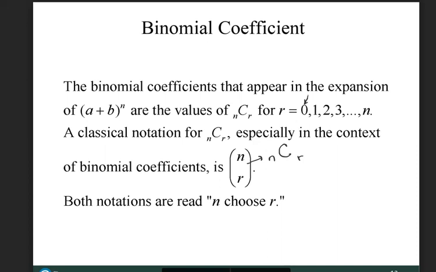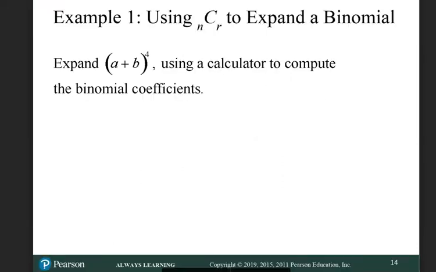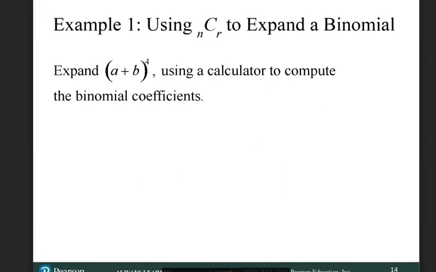Okay, so let's look at an example. In this example, we have (a + b)^4. Now, without using your previous notes, we're going to try to expand this. Okay, and we can use our calculator to calculate the coefficients. I might just do them in my head because 4 is not too big of a number. So we're going to start out, our exponent is 4, n equals 4.